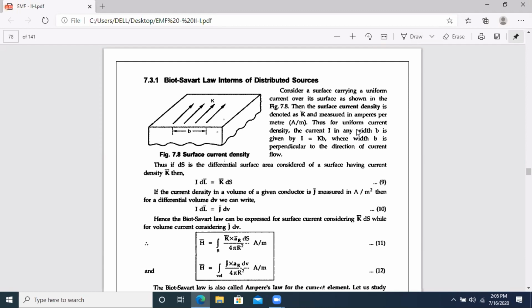Biot-Savart Law in terms of distributed sources. So this is a surface. Just like how we did surface charge, now we have a surface current, right? So for a conductor, for a line, we had I dl. For a surface, we have K dS, and for our volume, we have J dV.